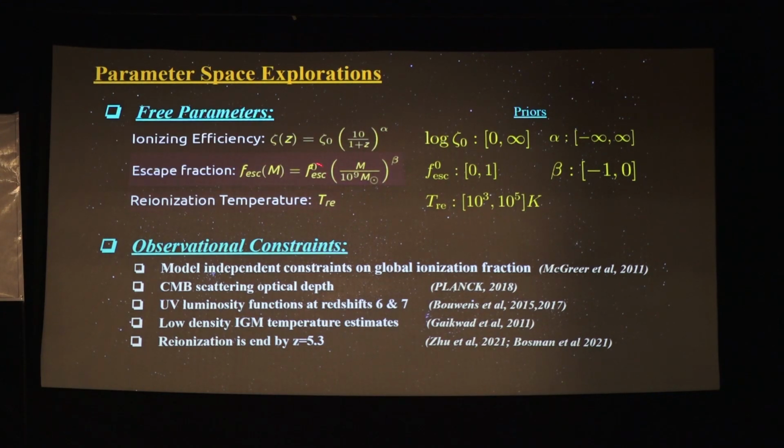And for the escape fraction, we assumed a mass dependent escape fraction, where escape naught is the value of the escape fraction for a halo of mass 10 to the power 9 solar mass, and beta gives the index on mass. And I have already introduced the reionization temperature increment. And we have used all these observational constraints: the model independent constraints on global ionization fraction, CMB scattering optical depth, luminosity functions at 2 redshifts, and we have also included this one. This is the new observational probe, the low density IGM temperature estimates, and we also assume that reionization is over by redshift 5.3 or so.